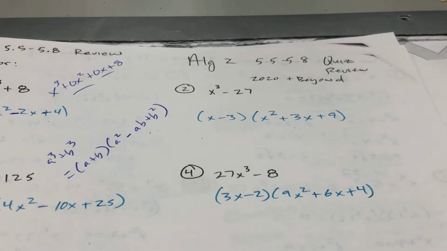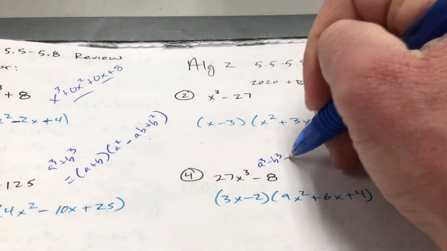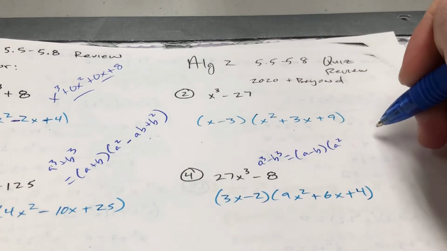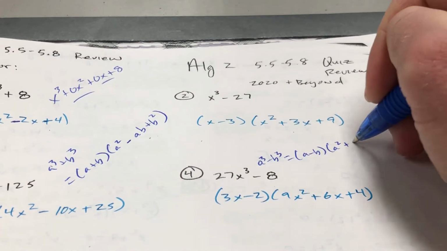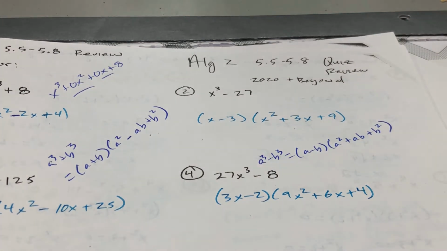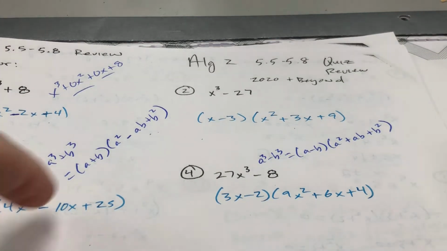Here we are on number 2. So here is a cubed minus b cubed, and that would factor to be a minus b. Then I take a and square it. The opposite sign, the inner product, is a times b. Then I square the second term. Whether you consider the second term b or negative b, it doesn't matter. When you square it, you get b squared.